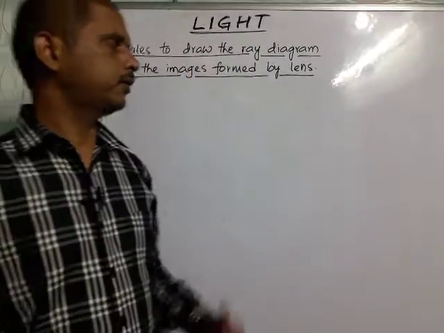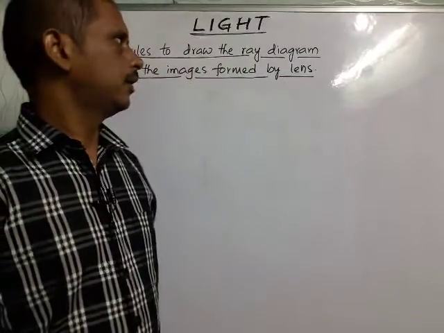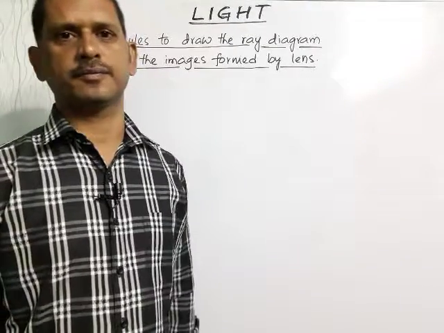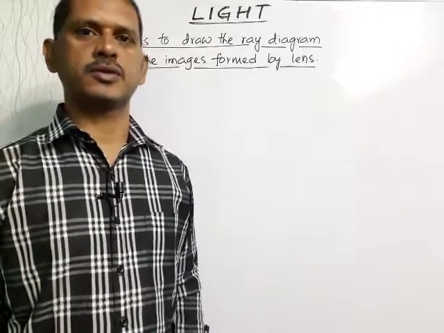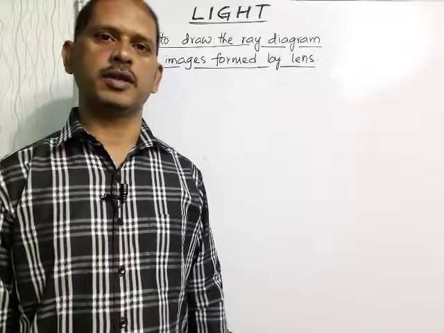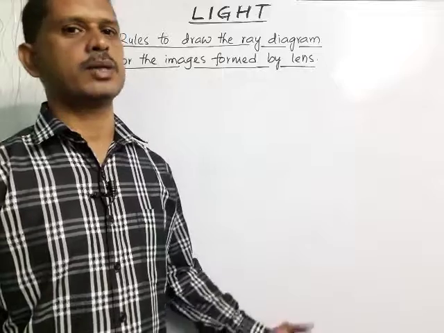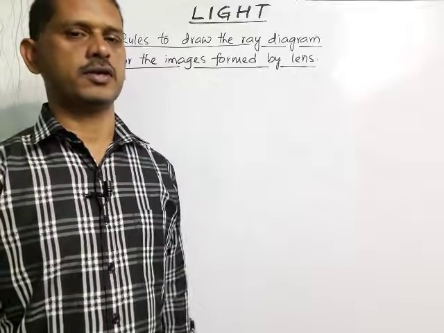Now we are going to discuss the rules to draw the ray diagrams in front of a lens, meaning images formed by lens. To understand the image formed by the lens, we have to draw the ray diagrams. To draw the ray diagrams, we have to follow some rules. Those rules we have to discuss now.